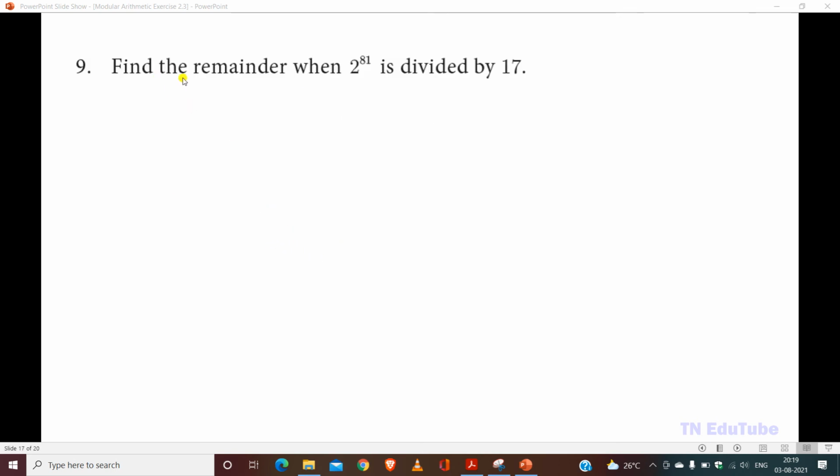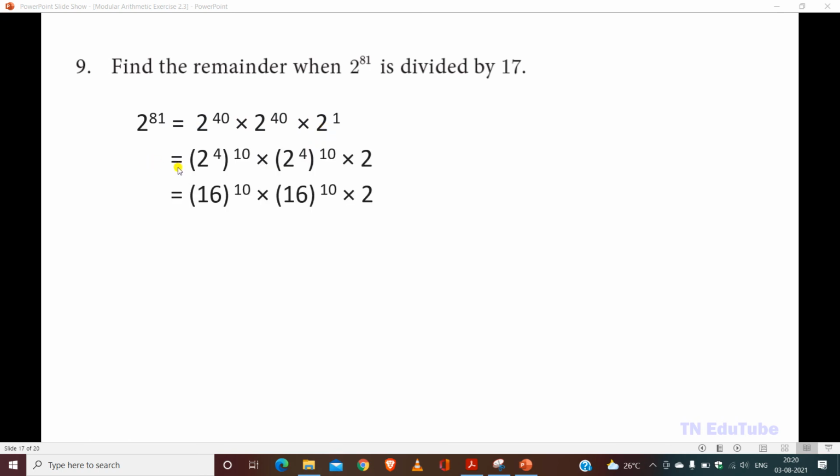Then next question: find the remainder when 2 power 81 is divided by 17. 2 power 81 we can split like this: 2 power 40 into 2 power 40 into 2 power 1. We already learned in 9th standard, isn't it? a power m into a power n equals a power m plus n. So the base values are same, you have to add the powers: 40 plus 40, 80, 80 plus 1, 81. So we can split and write like this.